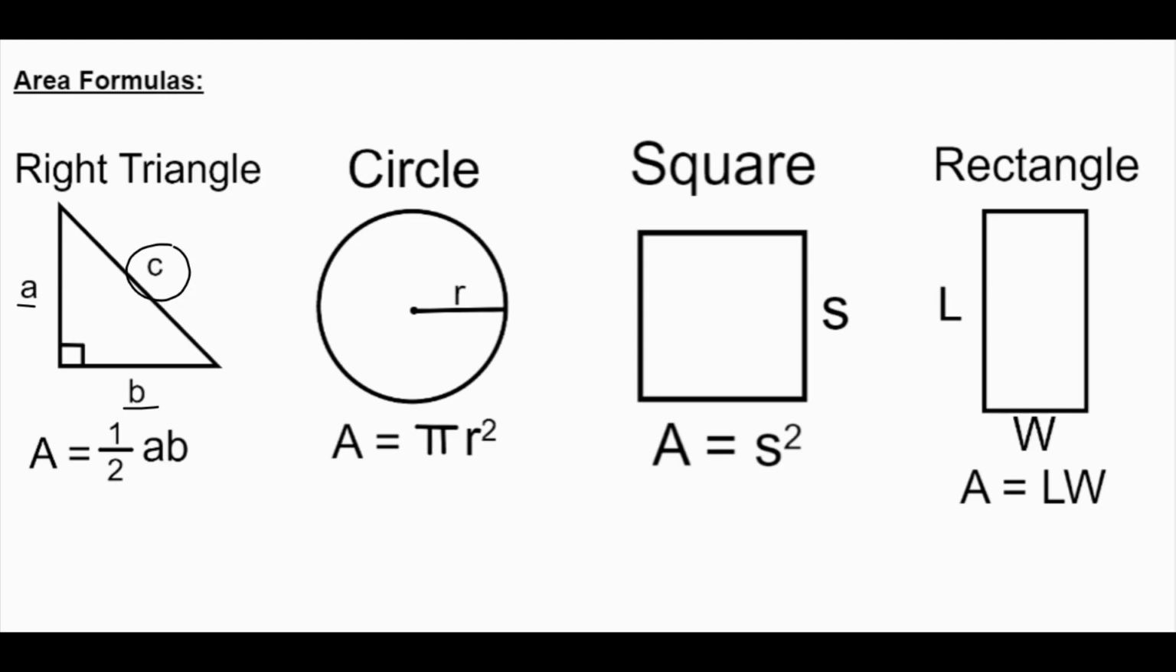Circle, the area formula for a circle is pi r squared, where r stands for the radius of my circle. A square, area equals s squared, where s is my side of a square. And then a rectangle, area equals lw, where l and w are the length and the width of the rectangle.